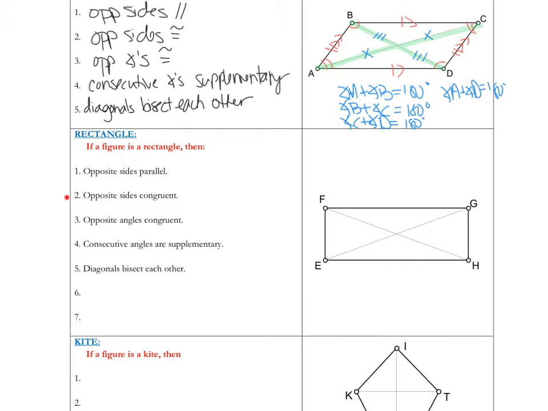So a rectangle has all the same properties as a parallelogram. So opposite sides parallel, opposite sides congruent. Okay. Opposite angles are congruent, but I'm not going to mark that yet because there's something special about a rectangle. Consecutive angles are supplementary, and diagonals bisect each other. Okay, but there's 2 special properties about a rectangle. First, all angles are right angles.